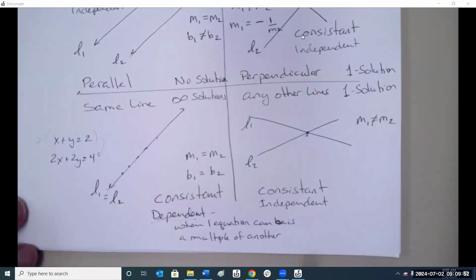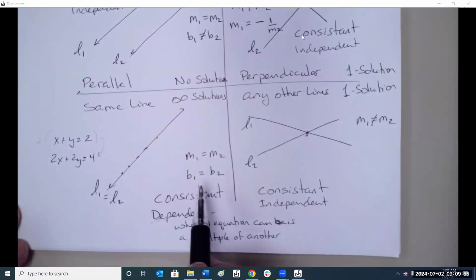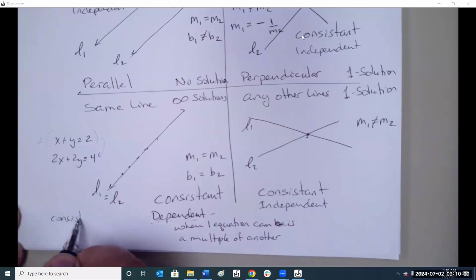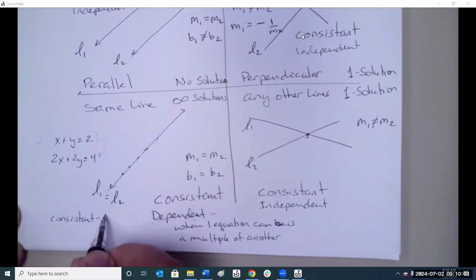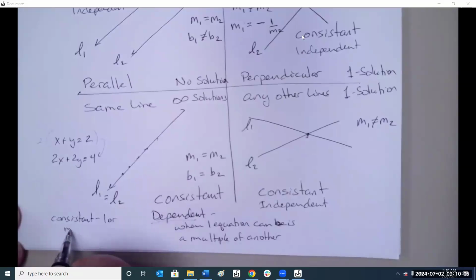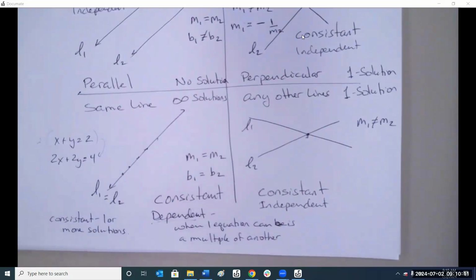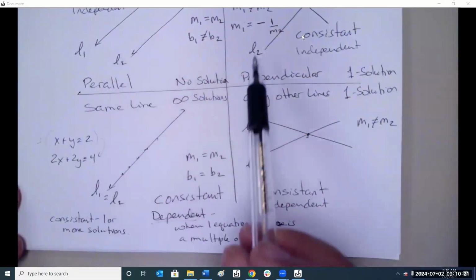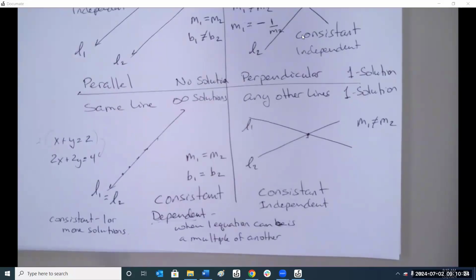All right, so that's important. Consistent is when you have one or more solutions. Dependent is if one equation is a multiple of the other. All right. So let's look at how to determine which one of these cases we have. Yes, if we graph them, it's pretty straightforward, but we're not going to graph every equation we get.